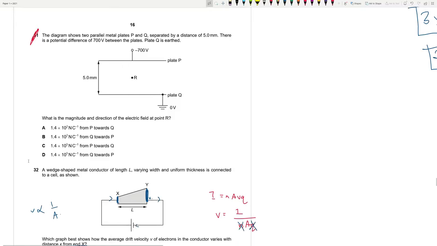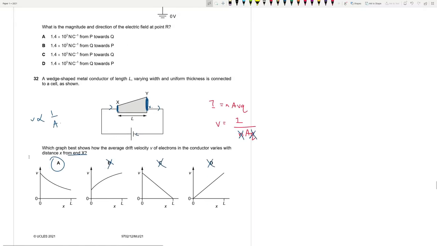Moving on to 32. A wedge shaped metal conductor of length L with varying width and uniform thickness is connected to a cell as shown. Which one shows how the drift velocity changes with distance x from end x to y? We're going from left to right. So we know that I is equal to, guys, I is equal to nAvQ.